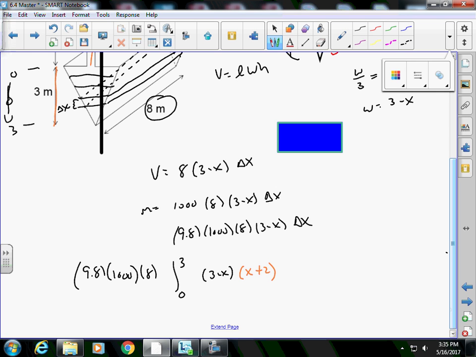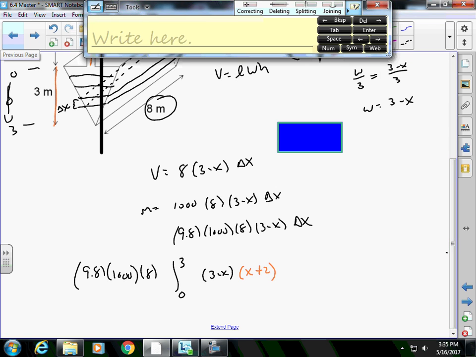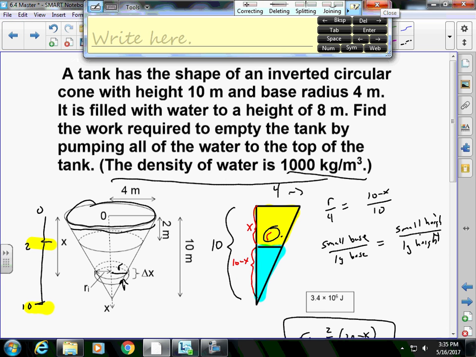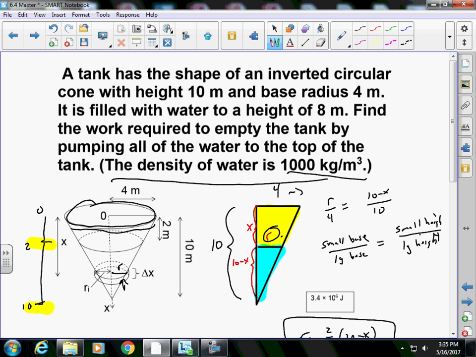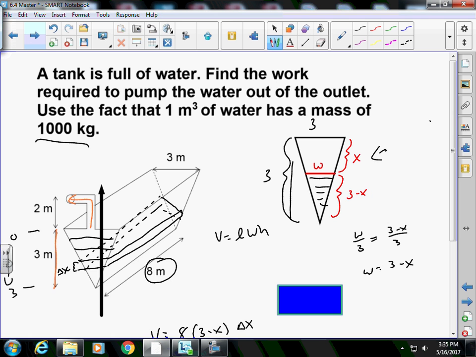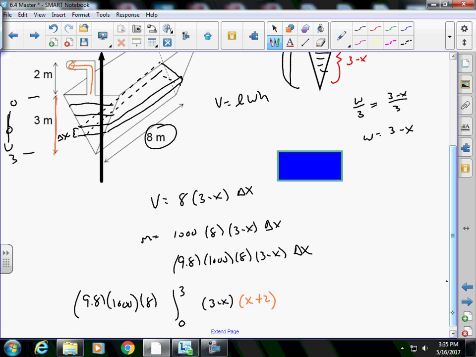In the previous problem, let's go back, there was no spout to go out. It just came out to the top of this inverted circular cone, and it just fell out. Here I have a spout that I have to go up 2 meters. I have to work my way out of that. So that's why it's x plus 2, not just x. And then I have a dx.